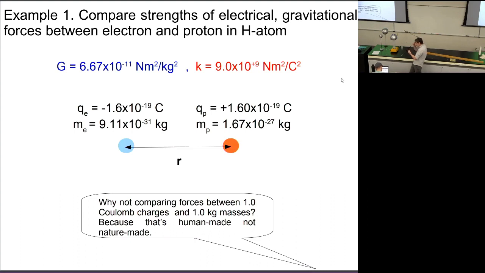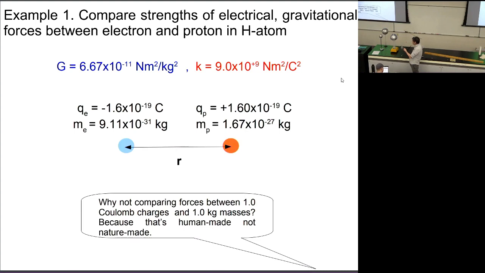To calculate the gravitational force and the electrical force, we need a number of quantities. So we obviously need to know, for the electrical force, the charges of the electron and the proton. So here I wrote that down. Negative 1.6 times 10 to the minus 19 coulombs, positive 1.6 times 10 to the minus 19 coulombs for the electron and proton. So we need that to figure out the electrical force. We also need to know the masses of the electron and the proton.